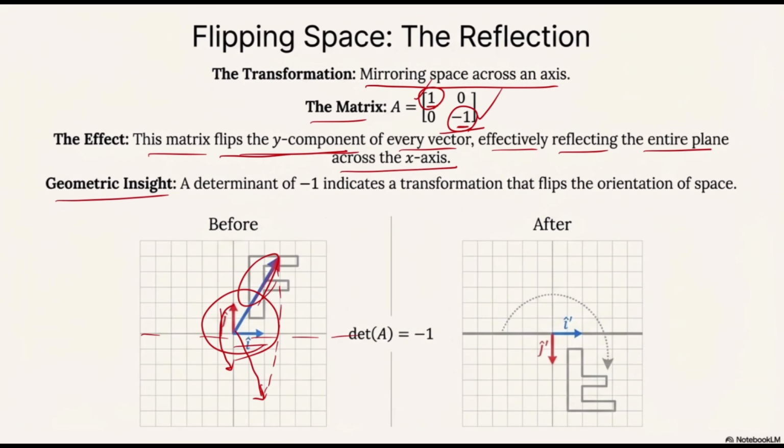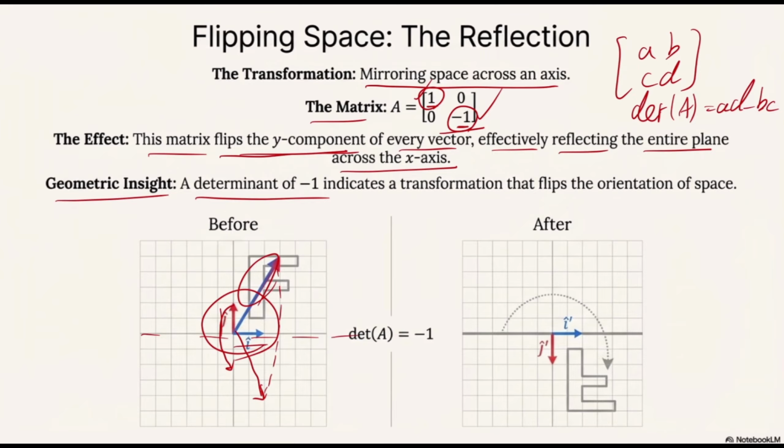So geometrically, if you know that the determinant of [A, B; C, D] is going to be AD subtracted by BC, then we can say that the determinant of the reflection, or the flipping of space over the x-axis, is going to be what? It is going to be -1. So this indicates a transformation that flips the orientation of space.